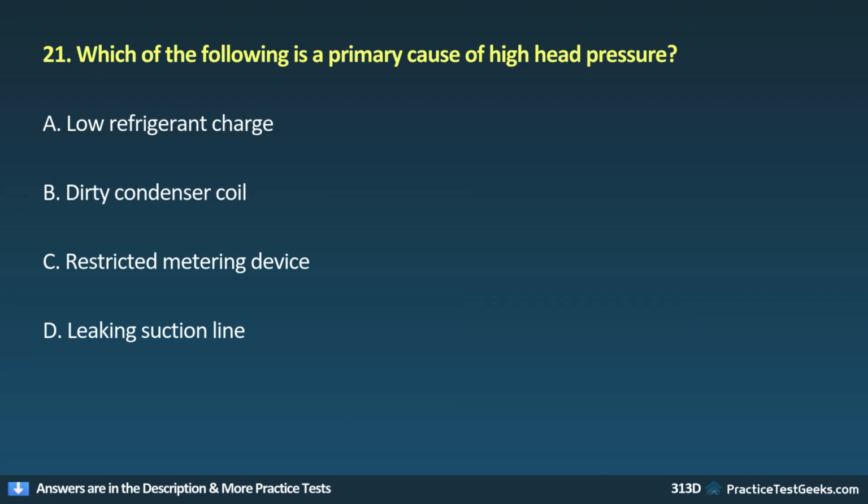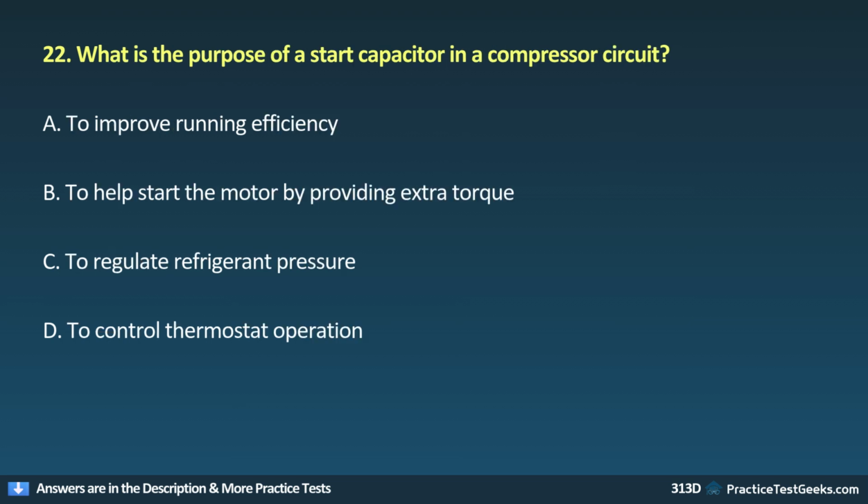A. Low refrigerant charge. B. Dirty condenser coil. C. Restricted metering device. D. Leaking suction line. 22. What is the purpose of a start capacitor in a compressor circuit?